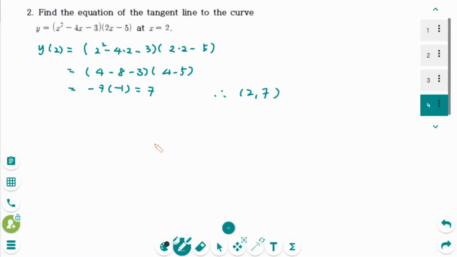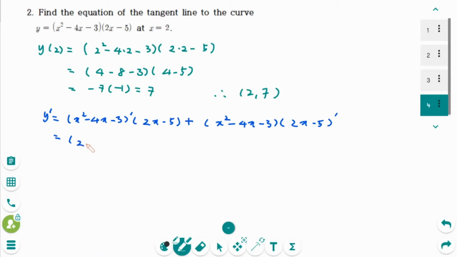Differentiate y using the product rule. So y' equals the derivative of the first one times the second one plus the first one times the derivative of the second one.